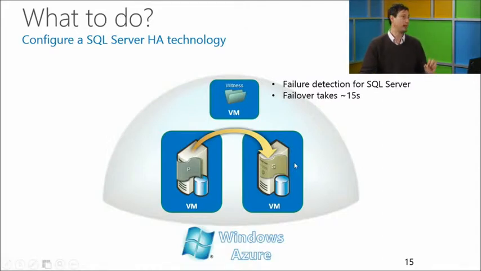Now, what this provides is failure detection for SQL Server. So if there is anything impacting SQL Server, for example, a continuous out-of-memory situation, that will be detected by the SQL Server HA technology, and then the failover will take very little time. It's around 15 seconds. Okay. And 15 seconds is a lot better than 15 minutes, for example. So if you want to have that very high level of high availability, you can do this.